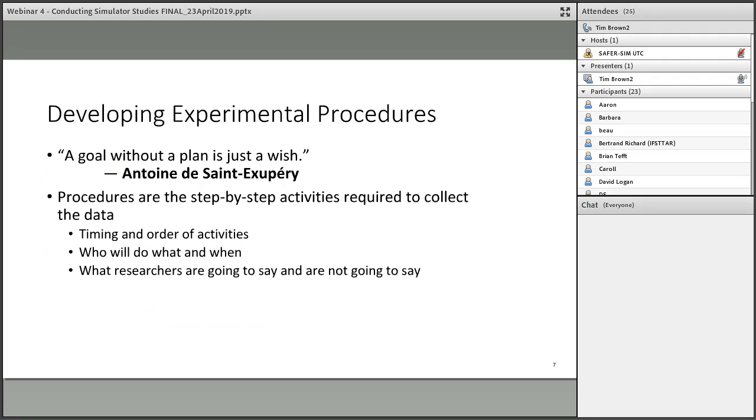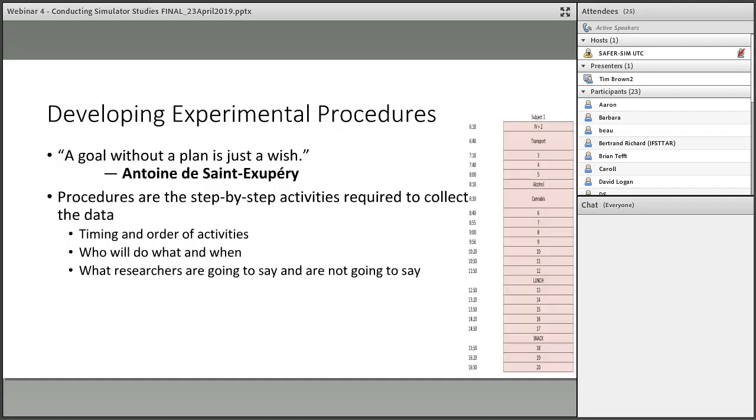So, starting with the developing of experimental procedures. This is, as I said, step-by-step instructions on how to collect the data. They cover who does what and when. At the simplest level, for students to collect this data on their own, it can be relatively straightforward. But it quickly becomes complicated when the study is complex.